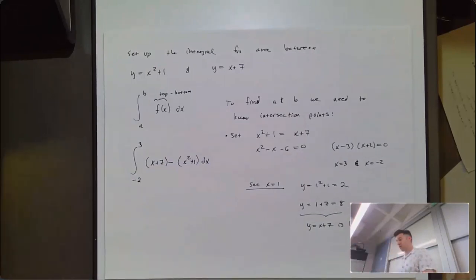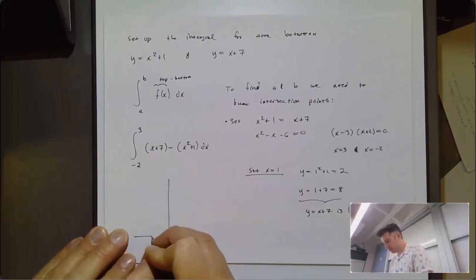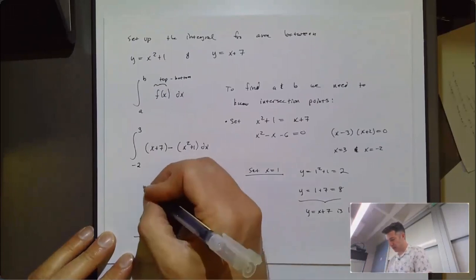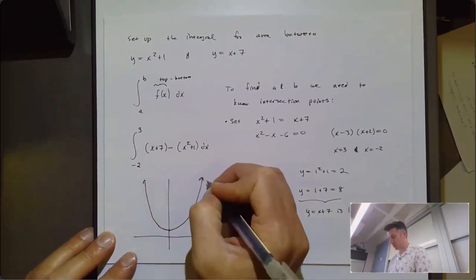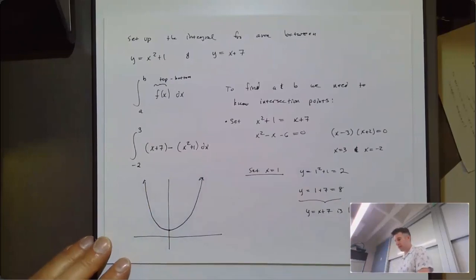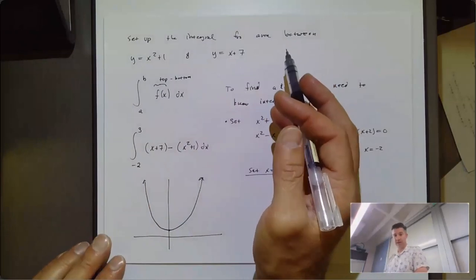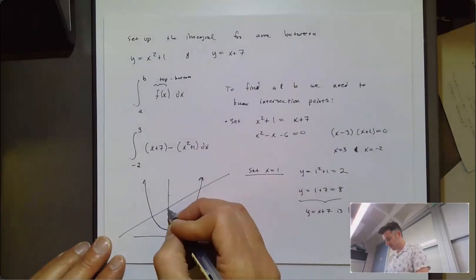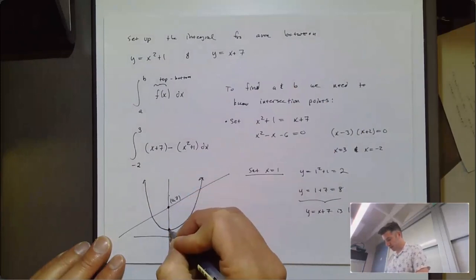I will also point out we could totally have drawn a picture. X squared plus 1 is a parabola that opens upward, has a vertex at the point 0, 1. It doesn't have to be a good picture, it just has to be decent. And then y equals x plus 7 is a straight line. It goes up from left to right, and the y-intercept is 7. So it's going to look something like this. There's my y-intercept, 0, 7.